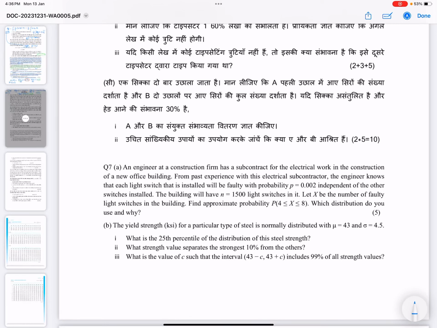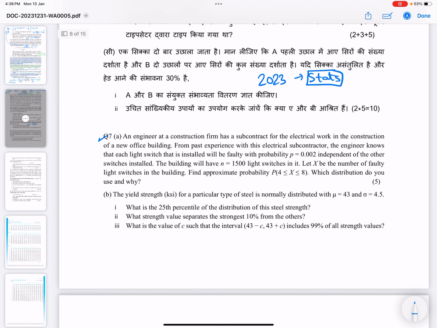Hello everyone. So this is the last question of the 2023 stats paper which you have tomorrow. We are left with question 7 only. In the previous videos I have solved part A separately, then question 5, then question 6. So these questions are very important, because 5, 6 and 7 collectively have a weightage of 50 marks. You are supposed to attempt any 2 out of 5, 6 and 7.